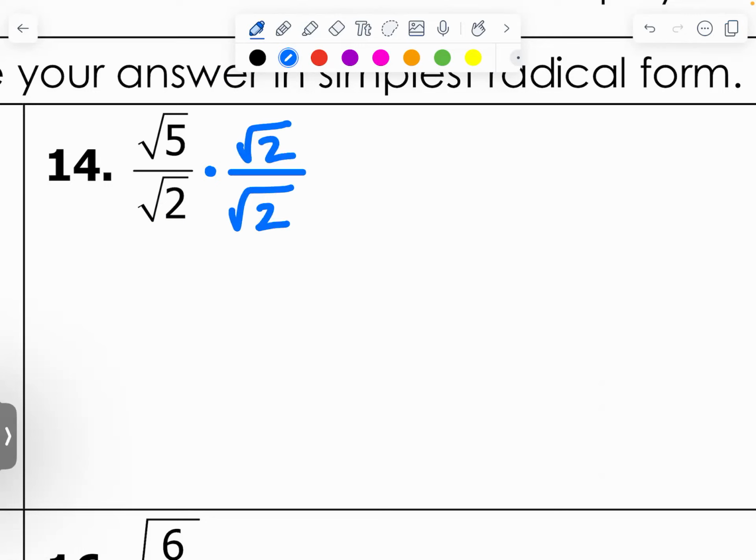This is ruining my marker. Didn't sharpen. I tried sharpening it, but it doesn't.